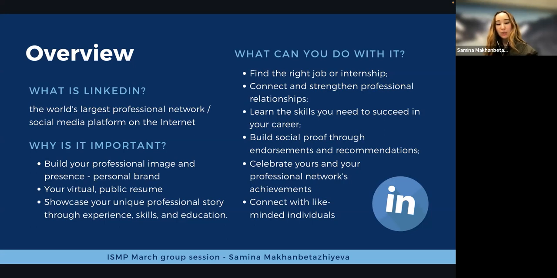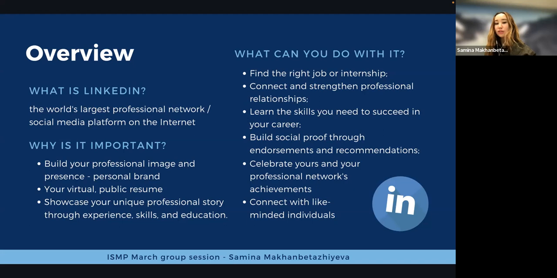It is also important because it showcases your unique professional story through experience, skills, and education. But now what can you do with it? You can use it to find jobs and internships because LinkedIn has its own jobs marketplace, similar to Glassdoor, Indeed, and so on. You can find opportunities there, similar to the career portal that we have at CLNX at UTM, at U of T. You can connect and strengthen your professional relationships and stay in touch. If you're going to a networking event, it's like exchanging your business card, but in a digital way.